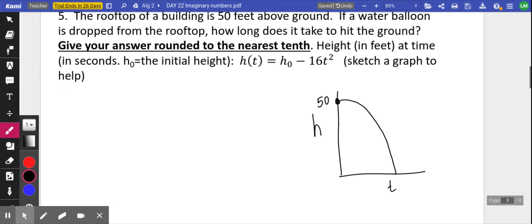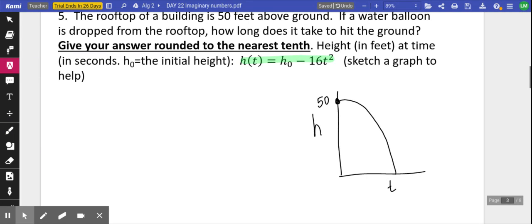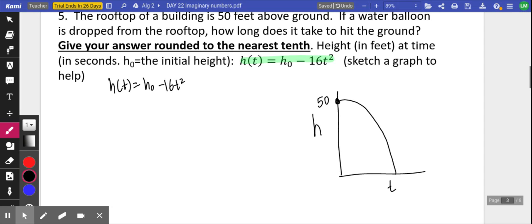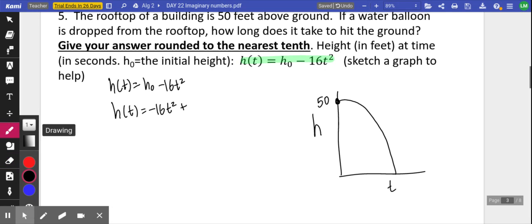Let's take a look. We're going to use this function here. I'll give you that on the quiz or test, but you need to know where to plug stuff in. The height after t seconds is equal to the initial height minus 16t squared. You can also see it written as negative 16t squared plus the initial height, which is how I showed you last class. All we have to do is plug in the initial height here, which is 50 feet.